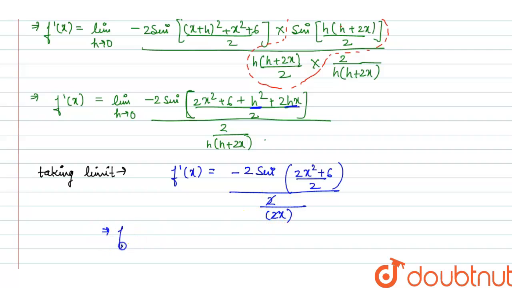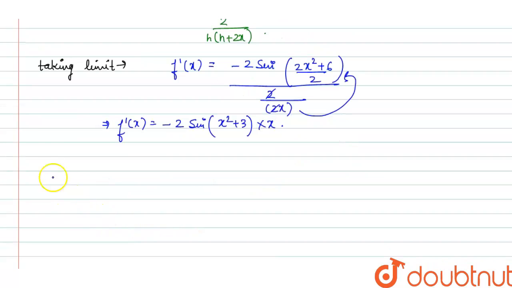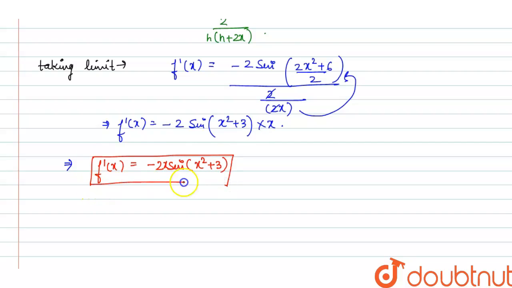So we can say next term f'(x) will be minus 2 sin, and here also 2 can be taken as common, 2 and 2 will be cancelled out. In the bracket, x square plus 3, and this x goes in the numerator part. So the final answer after solution is f'(x) equals minus 2x sin(x square plus 3). This is the final derivative of the given question by first principle method.